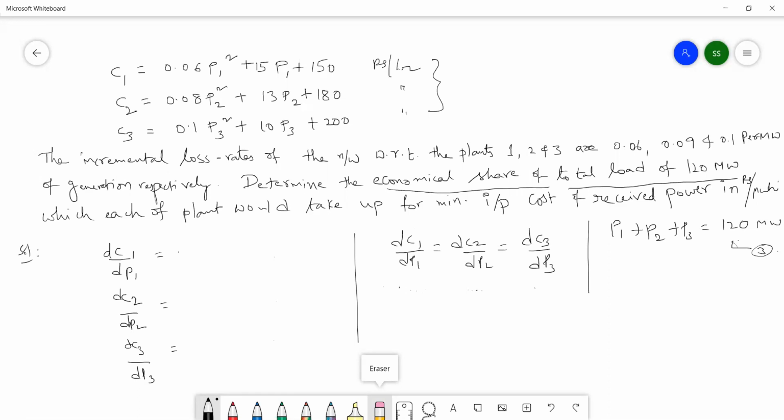First one, 0.06 P1 square, differentiation with respect to P1: 0.12 P1 plus 15. 150 is constant, so 0. Now the second one, 0.16 P2 plus 13. Third one, 0.2 P3 plus 10. Remaining all of you do it quickly and you can cross check the answer.